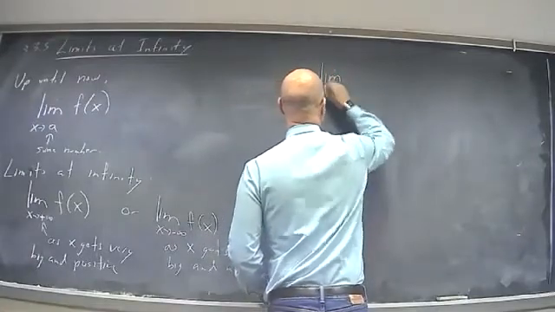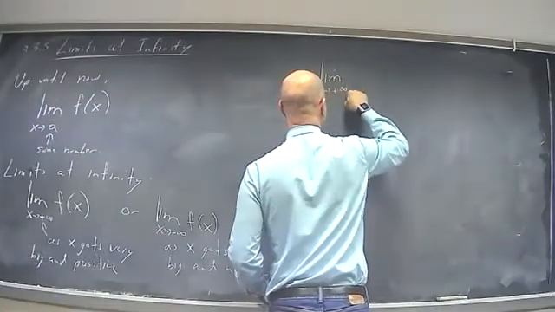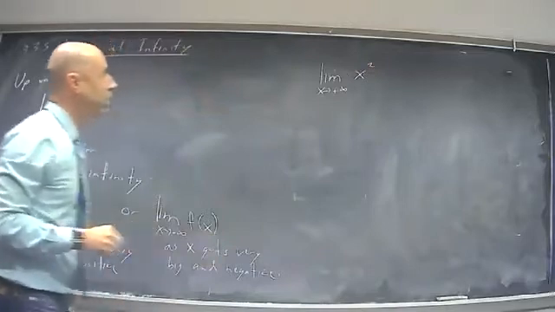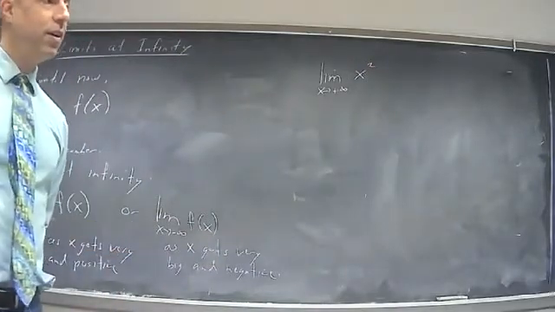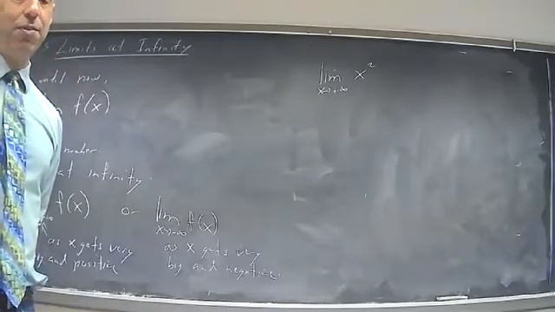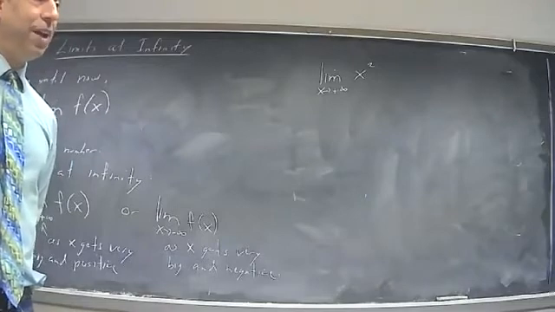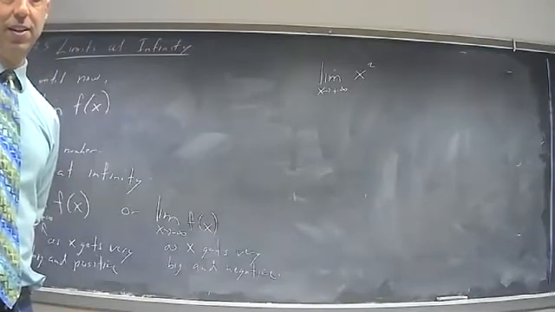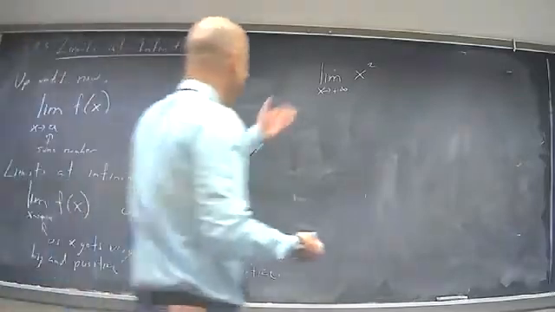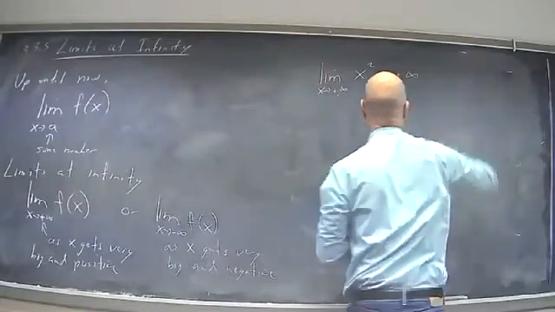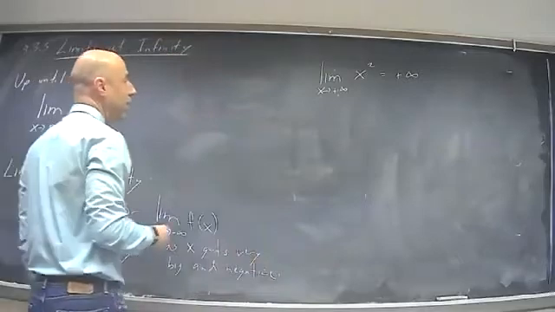Let's say the limit as x goes to plus infinity, x gets very big and positive, of x squared. As x gets really big and positive, what's happening to x squared? I mean, if you take a big positive number and you square it, what do you get? A bigger number. Yeah, big positive number. So as x gets very big and positive, so does x squared.